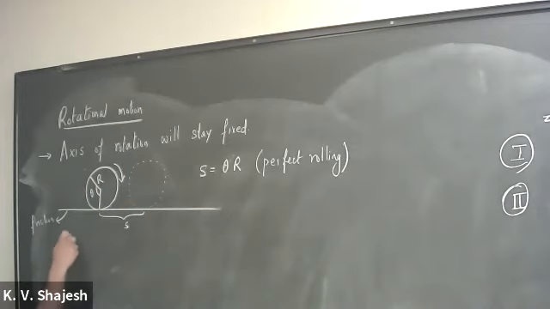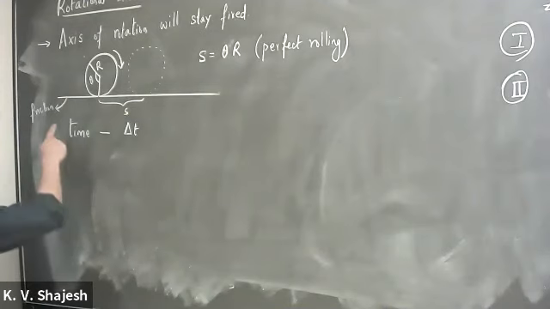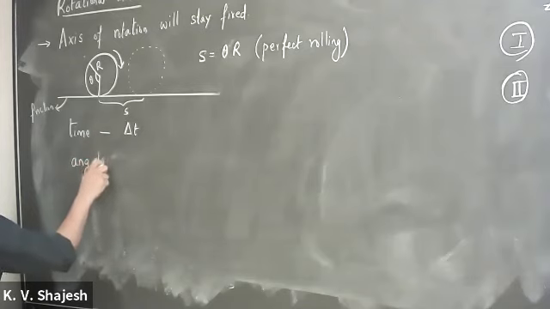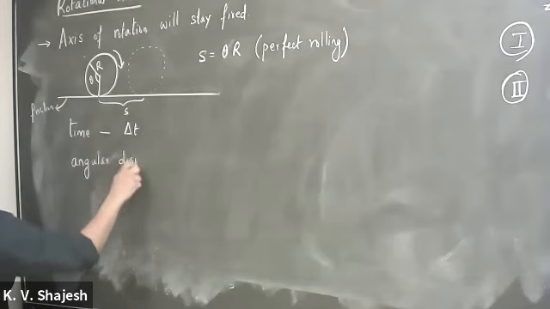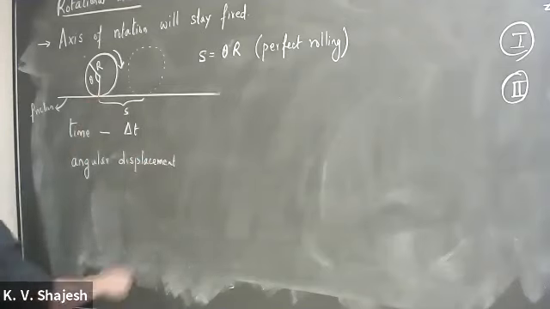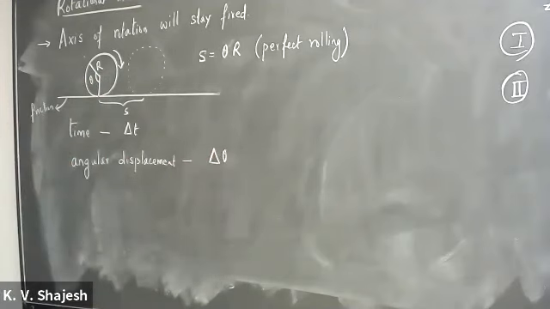We do have time as delta t. That's exactly like we had in translational motion. And now we want to talk about angular motion. So we will talk about angular displacement. Here we talk about delta theta. This is a vector in principle. It is actually measured with respect to the direction of the axis.